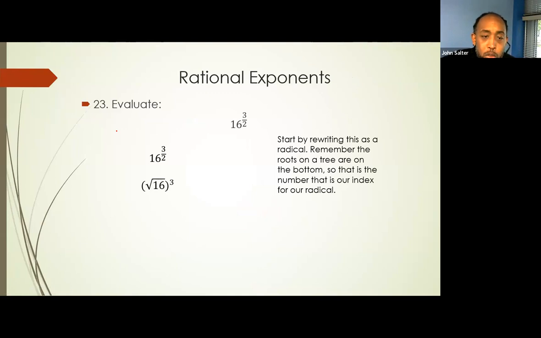When I do, the 2 goes into the index, which generally speaking, when it's a 2, we kind of make it invisible because we just assume square roots, the most common. But whatever that index is goes there. And then the top part of the fractional exponent becomes just the exponent part. So square root of 16, I could do that. And then I'll do the power last. So square root of 16 is 4. And then to the third power gives me 64.